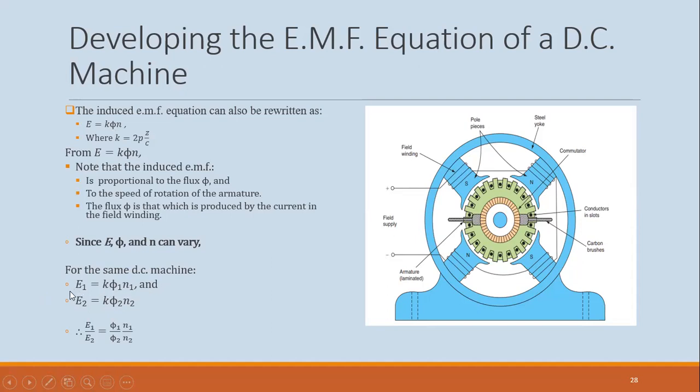I could divide these two equations and get a relationship like this. And this can help me when I'm doing some calculation, like if I want to find out what the new induced EMF is if I change the flux or if I change the speed or any one of these parameters, I can determine a new value if I make some changes to other parameters. So this relationship is going to be useful.